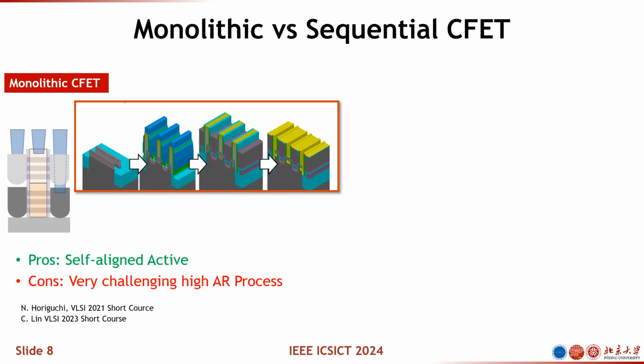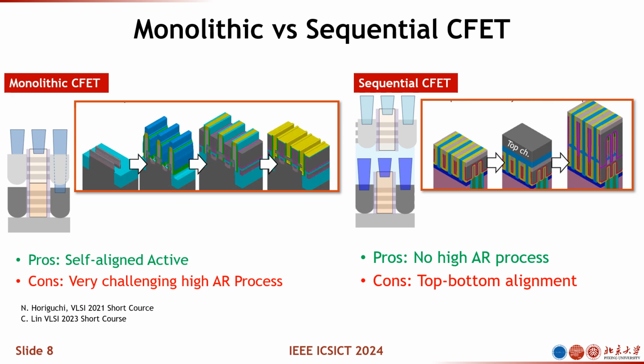So the process development for the monolithic CFET is very challenging. And the other solution is the sequential CFET. It features a much more manufacturing-friendly process. So you basically do one tier of transistors, then you use wafer bonding or other transferring technology to have another layer of semiconductor on top of the first tier. And then you can do another layer of transistors.